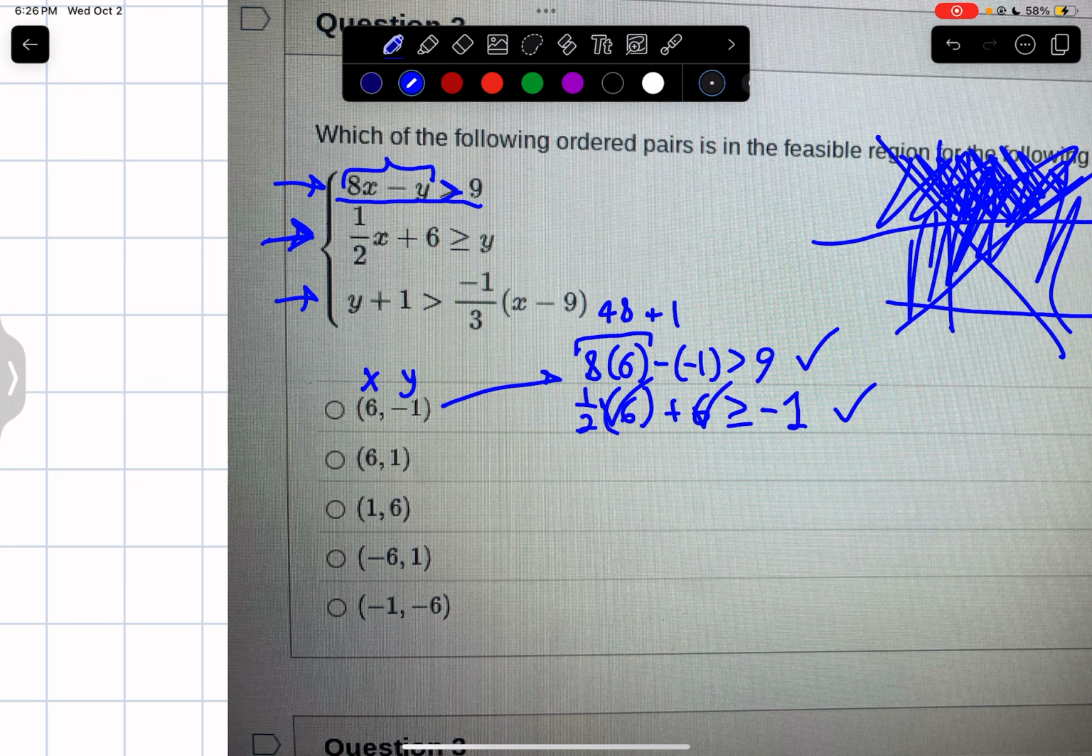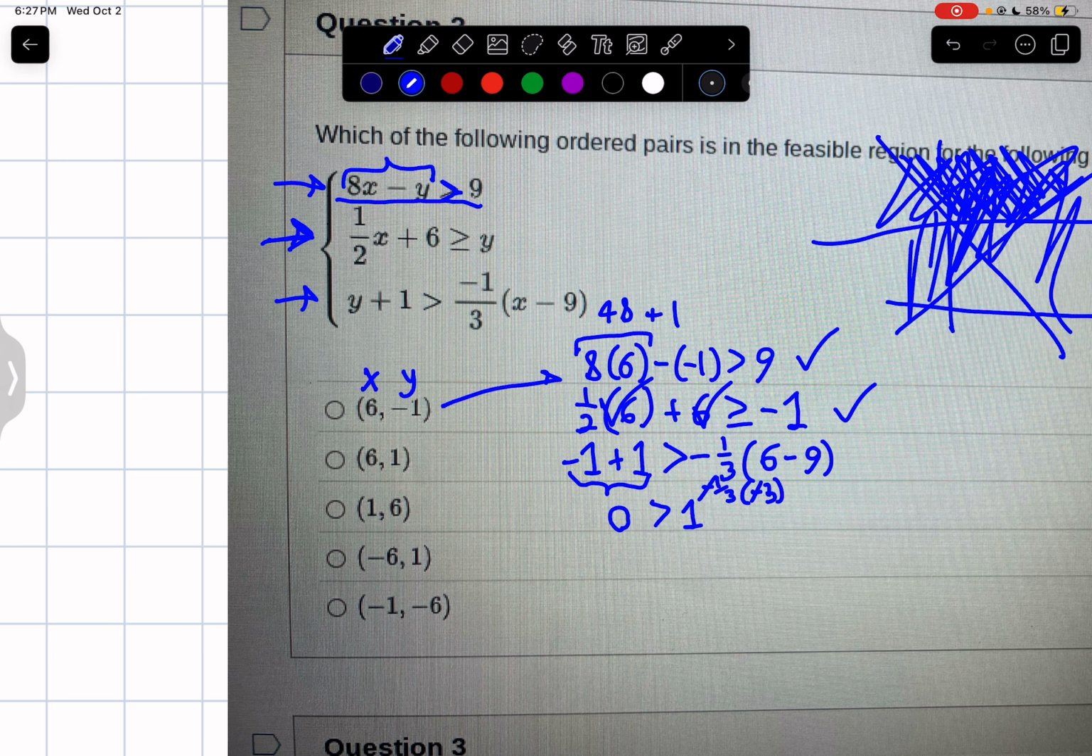Now, the last one, I've got y, which is -1, plus 1, should be greater than -1/3 times 6 minus 9. This one I can't tell right away, so I'm going to have to calculate a little bit. Over here I get 0 is greater than -1/3 times -3. Negative times negative is positive. 1/3 of 3 is 1. Now that one didn't work, so it cannot be A.